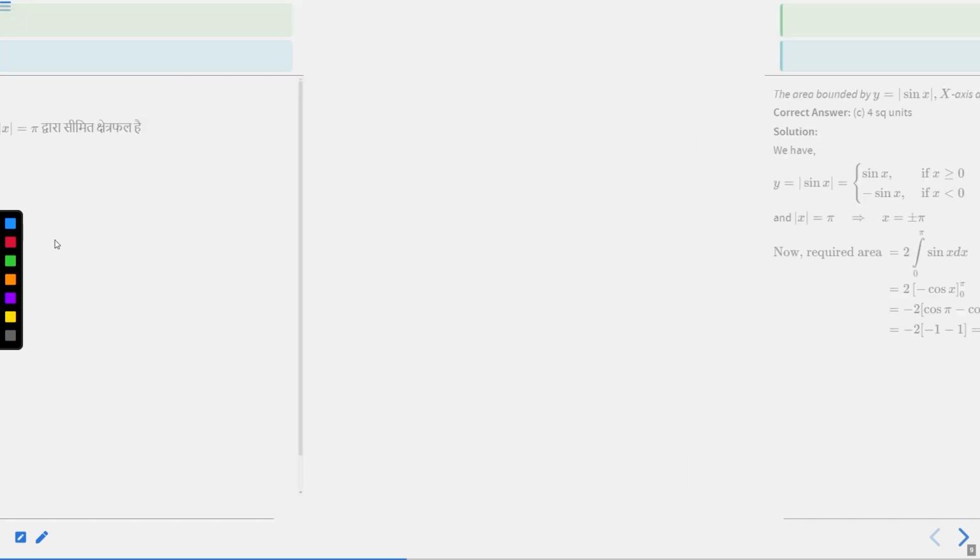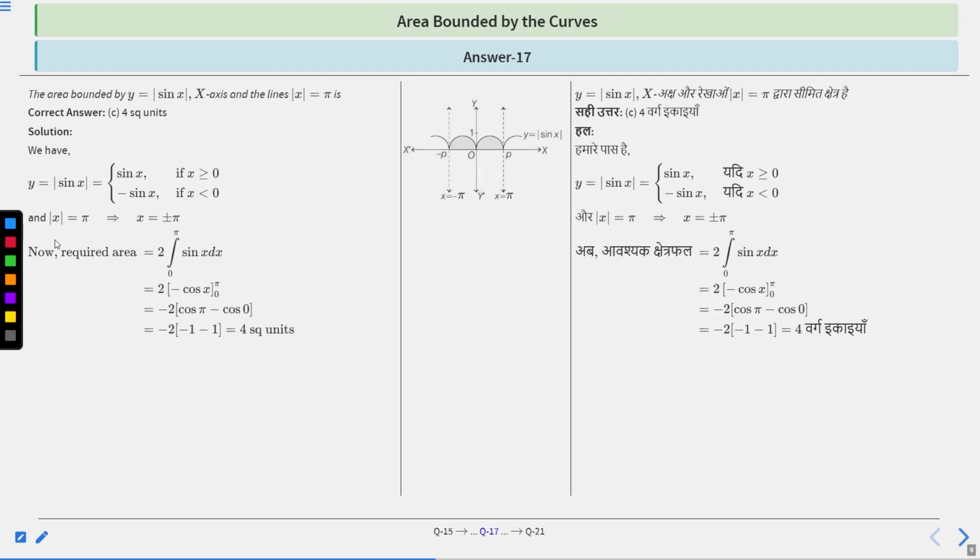Okay, let's move to the solution part. As we have discussed, the area is bounded by the curve y is equal to mod sin x. The graph of y equal to mod sin x is this one, the x-axis, and the line mod x equal to pi. That means x should be plus minus pi. From this region, we have to find the area, that is, this shaded region. Got it?